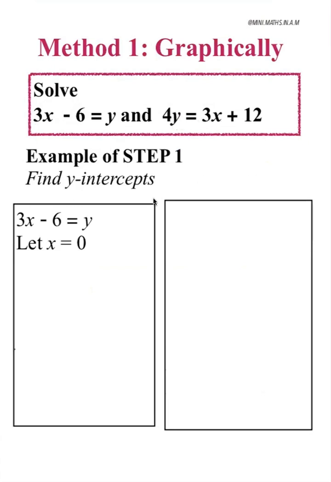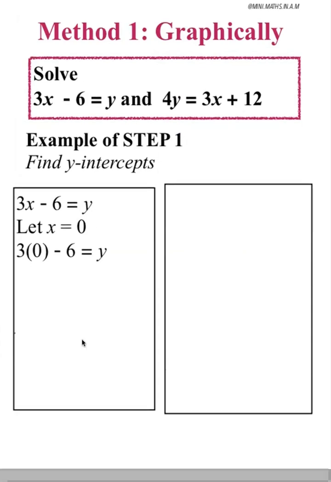So our step 1 is to find the y-intercept. To find the y-intercept, we make x equal 0. And that's just what I've got here. So we just substitute that in. We have x here, we just replace it with 0. So we have 3 times 0 minus 6 equals y. And then we just tidy that up.